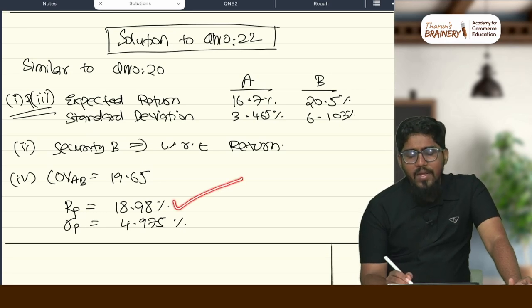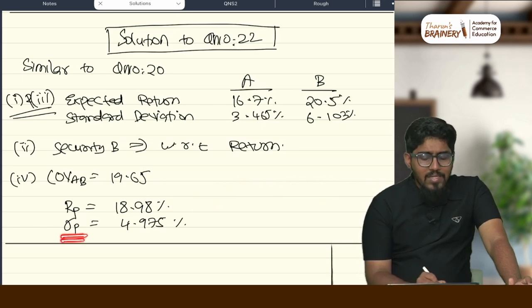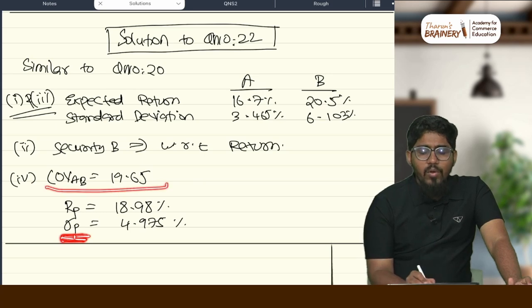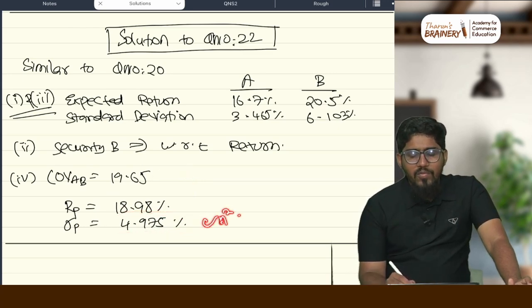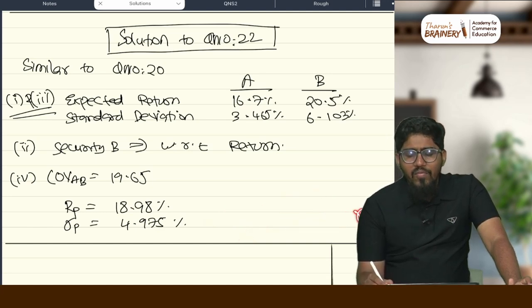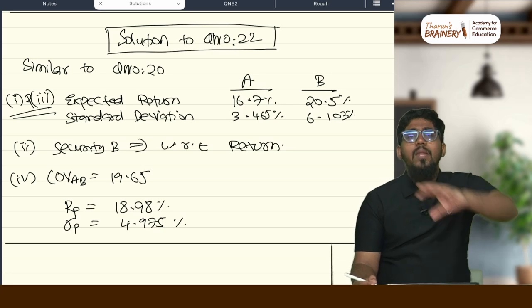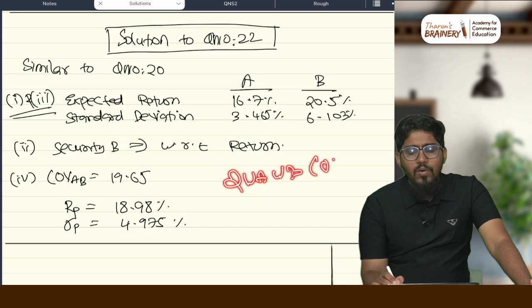Return of the portfolio is 18.98%, which is nothing but weight of A into return of A plus weight of B into return of B. And what is the risk of the portfolio? For risk, you should know the covariance, and using the covariance you have to find the risk, which is 4.975. It is weight of A square into variance of A plus weight of B square into variance of B plus 2 into weight A into standard deviation of A into weight B into standard deviation of B into R of AB, or you can also put it as covariance of AB, removing the standard deviations of A and B. So 2 into weight A into weight B into covariance of AB.